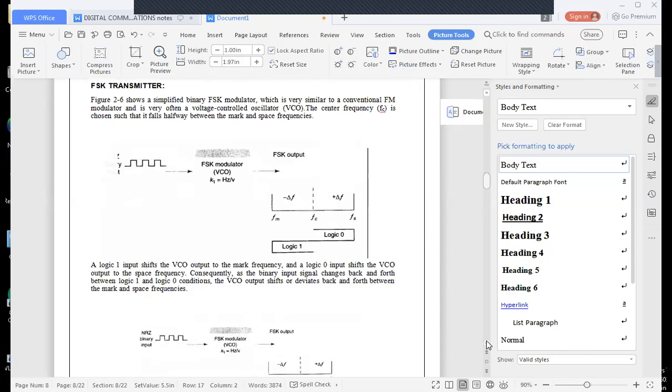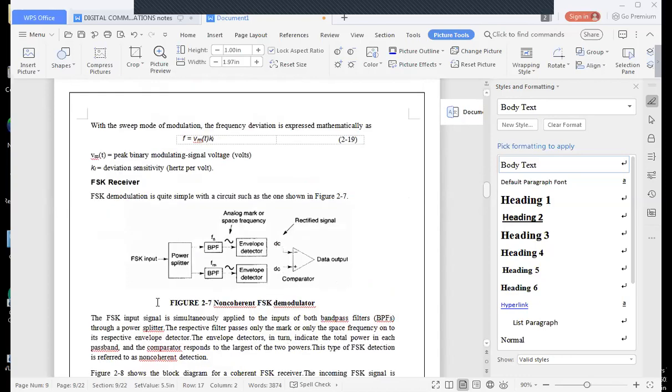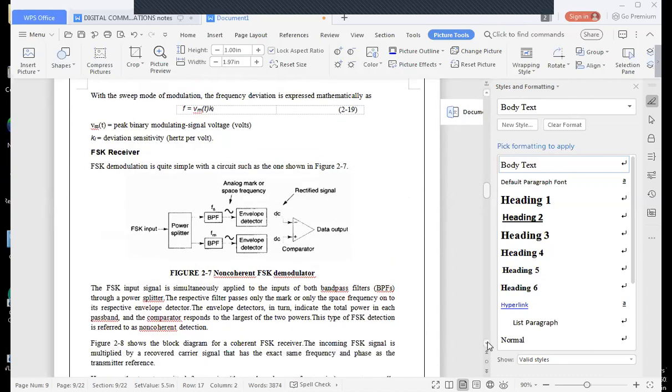FSK receiver: power supply, 2 band pass filters, 2 envelope detectors, and a comparator. This is the simple block diagram of a non-coherent FSK demodulator. It is non-coherent because the carrier waves are not required to be generated in the receiver. That's why it is a non-coherent type of FSK receiver.